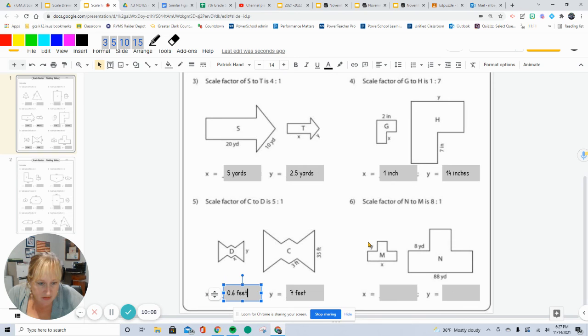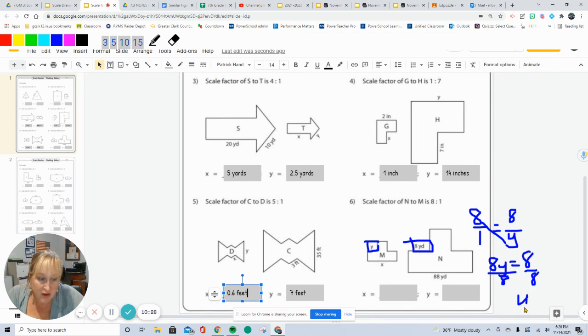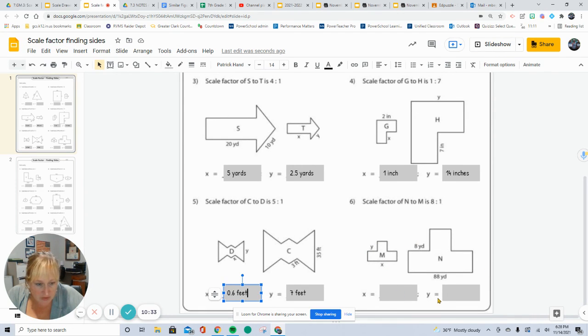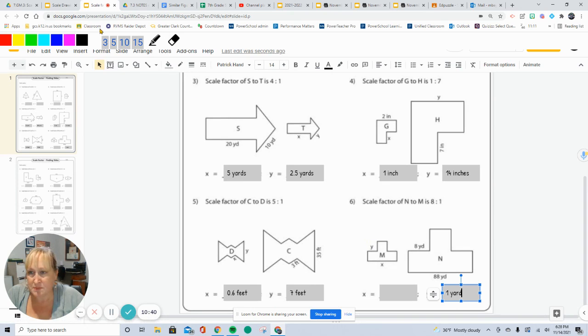And let's see. Our scale factor is 8 to 1. So 8 over 1. My little one is y. The big one that goes with it is 8. Well, then I cross multiply. 8y equals 8. If I'm dividing both sides by the 8, y then equals 1. So you'll type in for y is 1 yard. That'd be the second one.